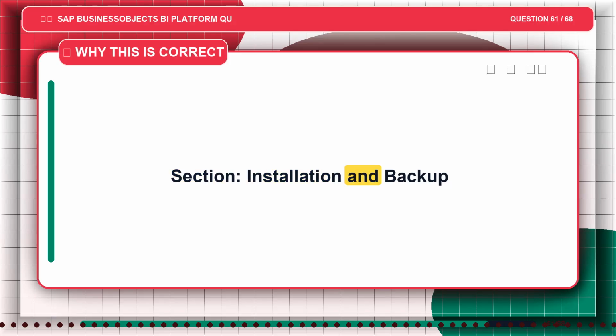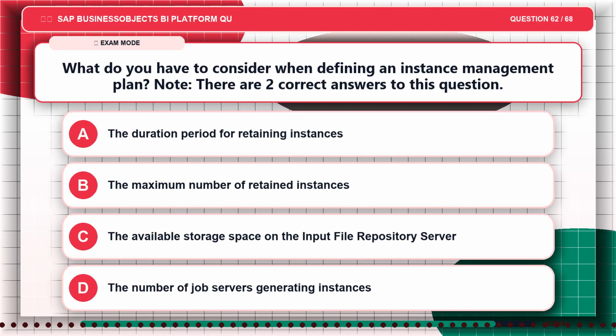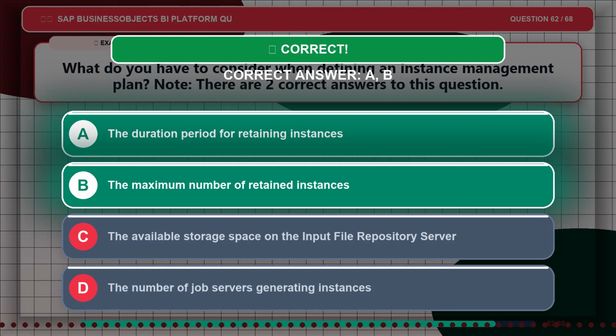Section, Installation and Backup. Question 62. What do you have to consider when defining an instance management plan? Note, there are two correct answers to this question. Option A, the duration period for retaining instances. Option B, the maximum number of retained instances. Option C, the available storage space on the input file repository server. Option D, the number of job servers generating instances. The correct answers are options A and B. The duration period for retaining instances. The maximum number of retained instances.